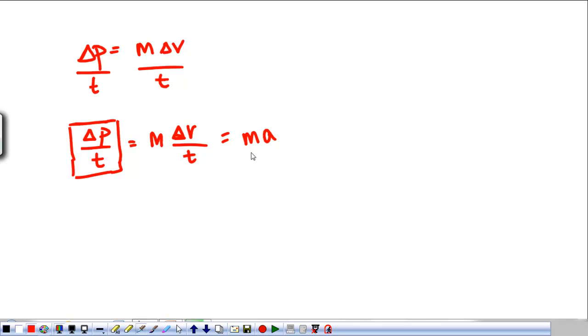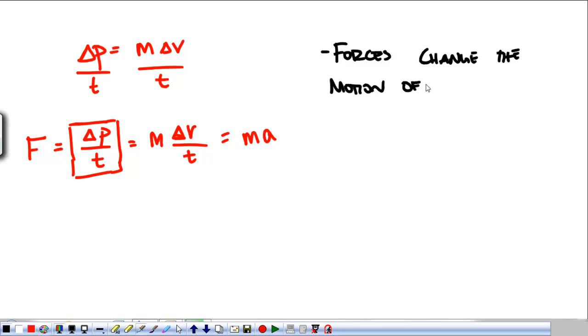So this thing of change in momentum over time is going to describe how the motion of an object changes. Well, that's the force acting on the object. Force is equal to the change in momentum over time. This is the second law. Essentially, forces change the motion of an object.